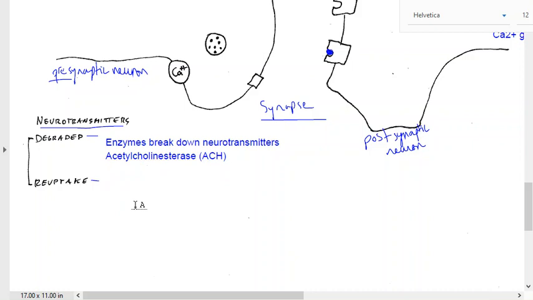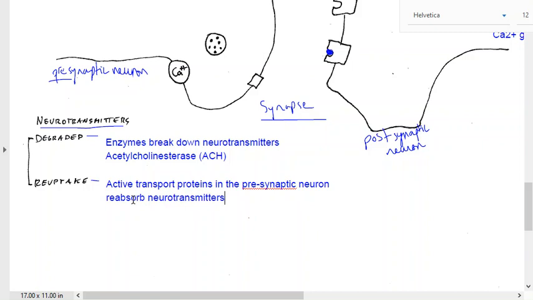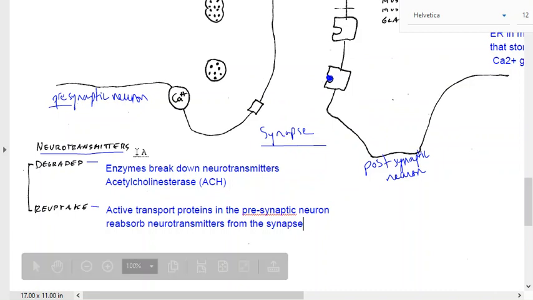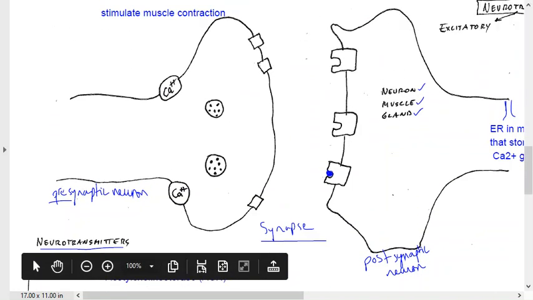The other way that this can work is that the neurotransmitter can be reuptaken. It can be absorbed back into the presynaptic neuron. So active transport proteins in the presynaptic neuron reabsorb the neurotransmitters from the synapse. So let's go ahead and see how these two processes work.